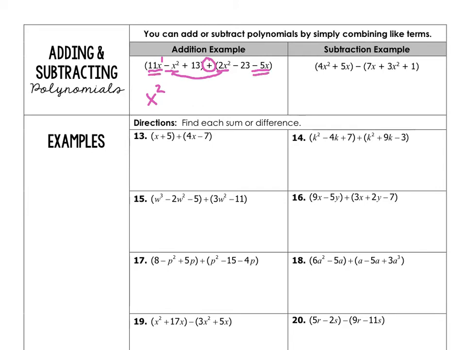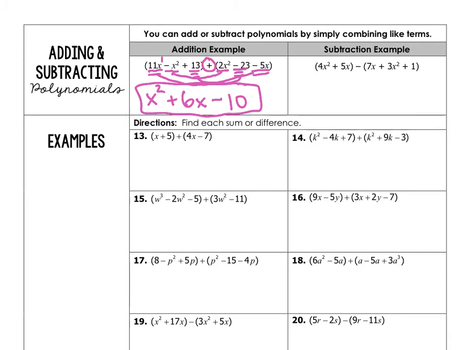I'm going to go ahead and combine these terms. This is going to be 11x minus 5x. 11x minus 5x is still a positive 6x. And then additionally, we're going to have the last term. In this case, that's a positive 13 and a negative 23. 13 minus 23. That's going to be a negative 10. So this is what happens when we add.